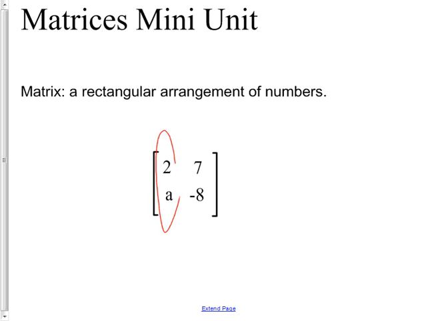Then this is either a row or a column. Do you know which it is? That is a column. How about if I go this way? What's that then? A row. So this one has 2 rows and 2 columns. So this would be called a 2 by 2 matrix.